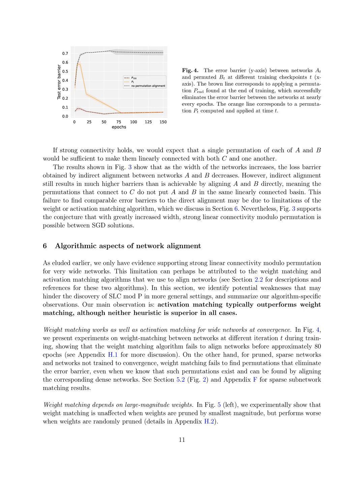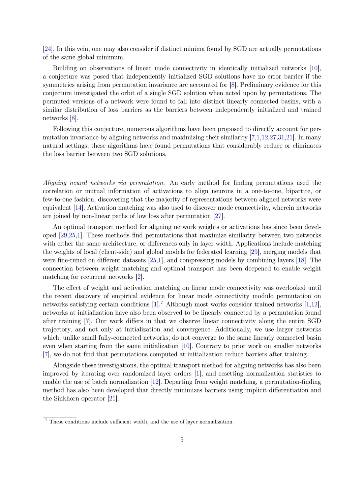However, the study notes that the indirect alignment still results in higher barriers compared to direct alignment, suggesting limitations of the weight or activation matching algorithms used. The findings support the idea that with significantly wider networks, strong linear connectivity modulo permutation can be achieved, although the current weight and activation matching algorithms may have constraints in discovering this connectivity in more general settings.